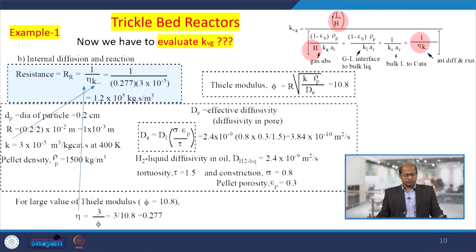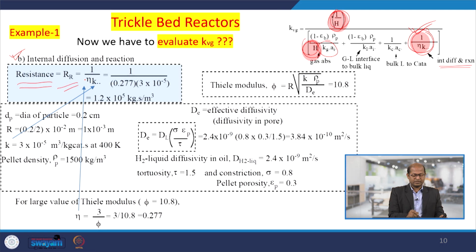Okay. So, next is the internal diffusion; the H value we can find out. Next, the internal diffusion value, this part we are finding out, 1 by eta k, that is the internal diffusion resistance and reaction. For internal diffusion and reaction inside of the catalyst pores, what would be the resistance, 1 upon eta k value we want to find out, that is the internal diffusion. So, first we have to find out this H and then we are going to find out this value. So, this is the resistance equals 1 by eta k. The individual components eta and k we have to find out.